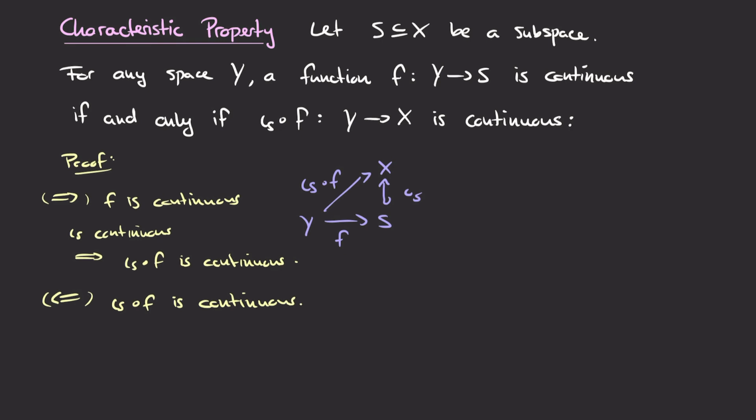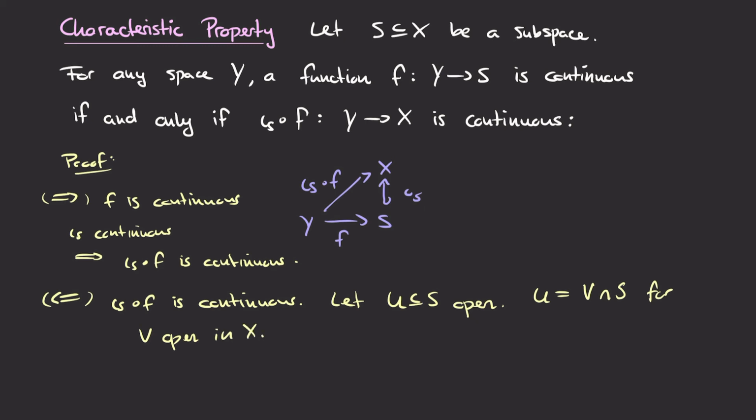And now we would like to show that the map f itself is continuous. So for this, we're going to let U be some subset of S which is open. And now we need to check that the preimage of U under f is open in Y. Now, being open in the subspace topology means that U is the intersection of V with S for V being an open subset of X.